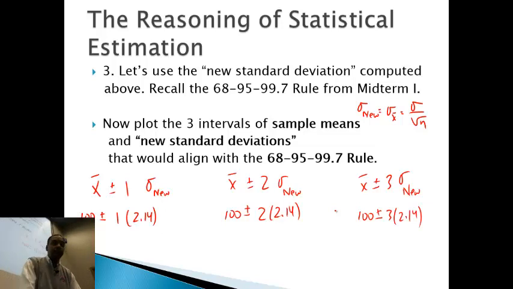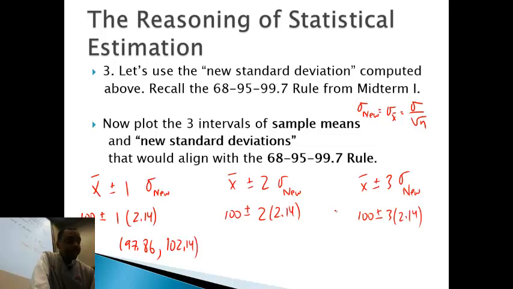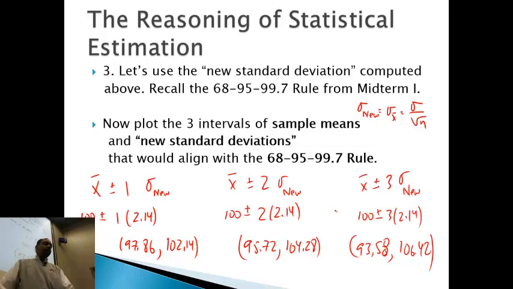I did the math for you. Trust me, my friends. 97.86 up to 102.14. 95.72 up to 104.28. 93.58 up to 106.42. Okay, so let's pause for station identification purposes here.